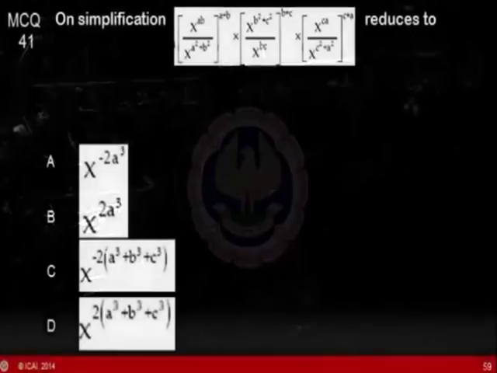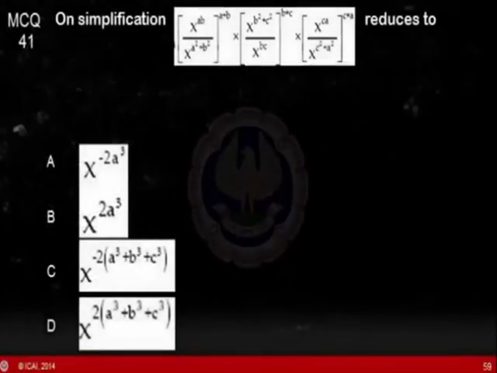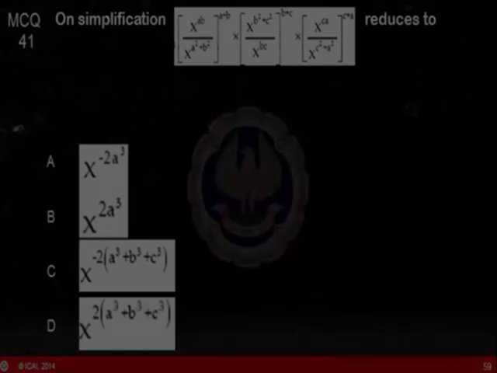Yes, so let's start. The question says, on simplification, x to the power ab by x to the power a square plus b square, whole to the power a plus b, into x to the power b square plus c square by x to the power bc, whole to the power b plus c, into x to the power ca by x to the power c square plus a square, whole to the power ca, reduces to. This question looks simple. Let's solve.